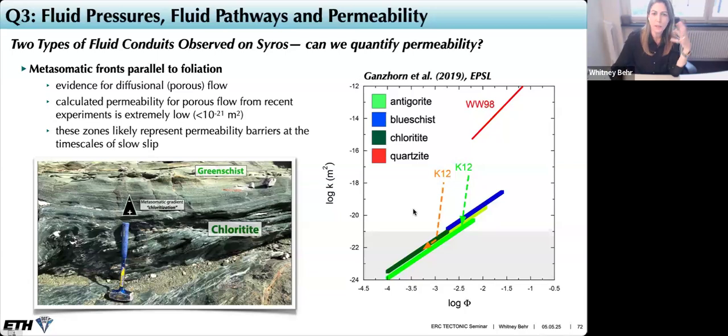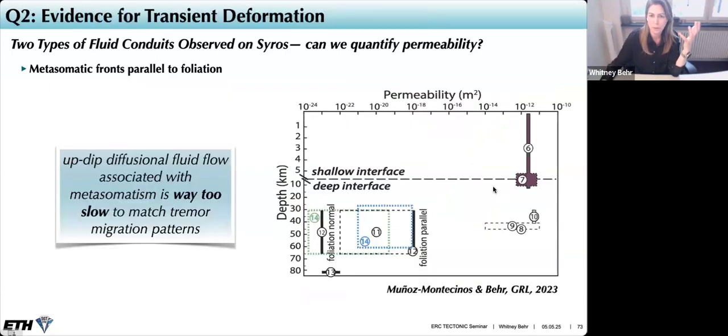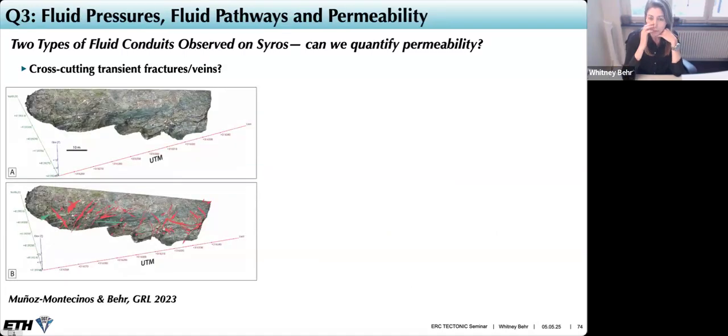So if anything, these metasomatic zones likely represent permeability barriers at the time scale of slow slip, and the permeability associated with that porous flow or diffusional flow is way too slow to match something like tremor migration patterns. So we know that these metasomatic fronts can't be responsible, for example, for tremor migration. By contrast, if we turn to look at the cross-cutting fracture systems, we've also tried to roughly quantify permeability in these using some key assumptions that I'll discuss in a moment.